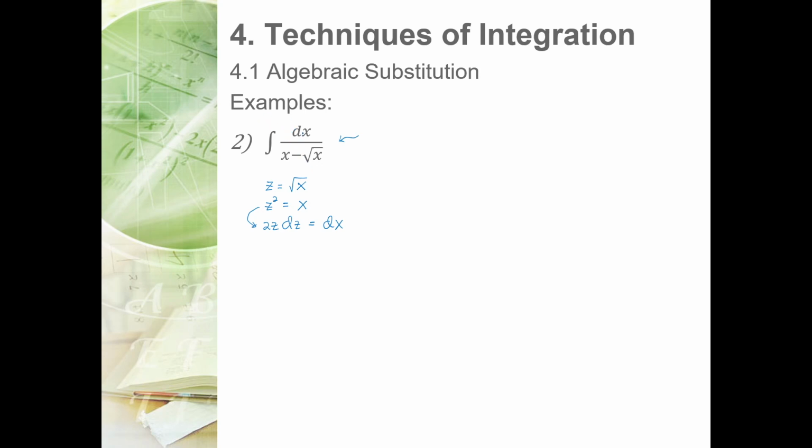So notice that your dx can be replaced by 2z dz. Your square root of x can be replaced by your z variable. And then your x variable can be replaced by z squared. So again, notice that every term in the equation, every variable in the equation, can be replaced with the new variable z.